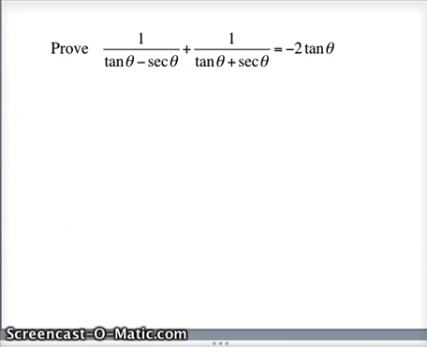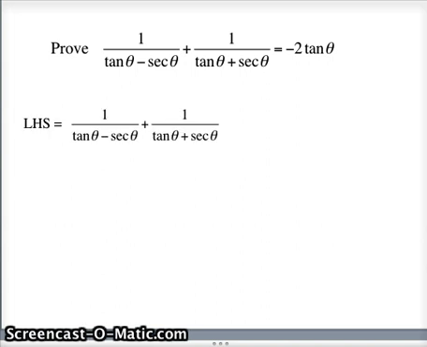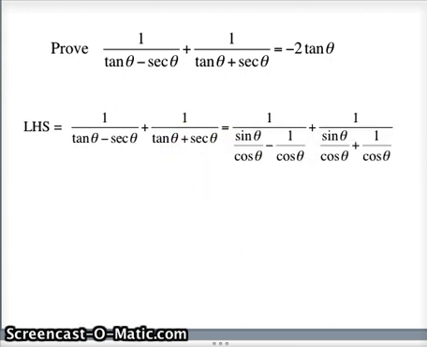So the strategy is going to start with the more complex side, which again is the left-hand side. So we're going to write the left-hand side that way. And we need to think about how we're going to proceed. And when in doubt, it's often good just to convert everything to sines and cosines. Sine of theta over cosine of theta is the same as tangent theta. 1 over cos theta is secant theta. Similarly, sine theta over cos theta is tangent theta. And 1 over cos theta is secant theta. So I can write it this way.